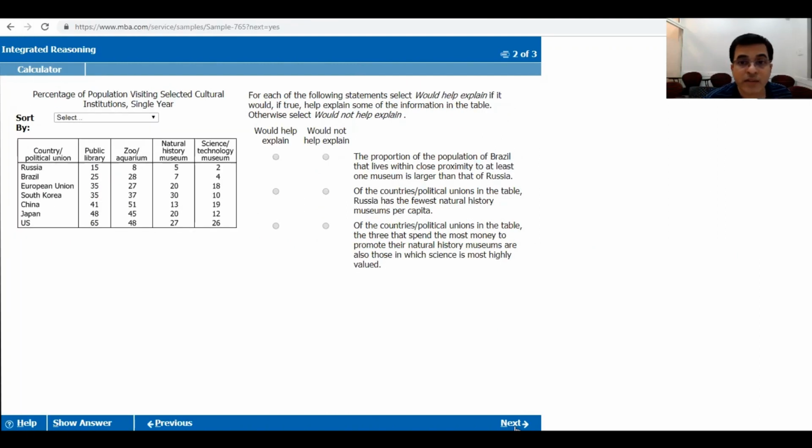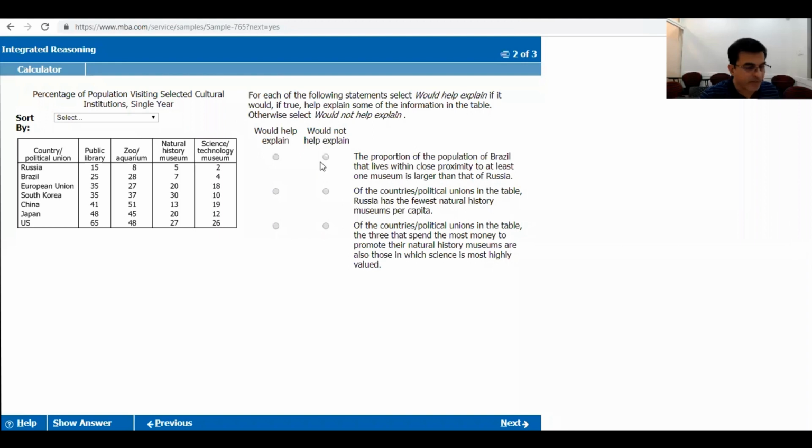So take a look at this information. Just as we saw in the previous question, here again we have a table. The data given is the percentage of population visiting selected cultural institutions in a single year. So for a particular year, for all these countries or regions, we are given the percentage of the country's or region's population visiting the library, visiting the zoo or aquarium, and so on.